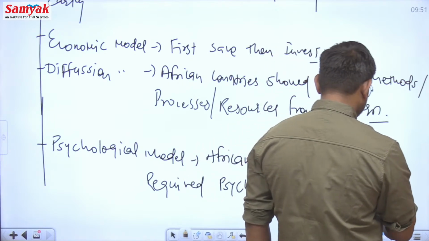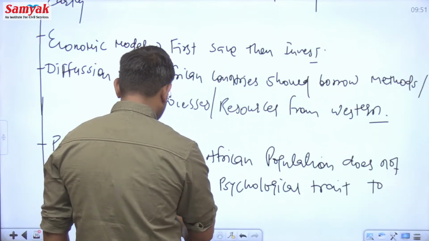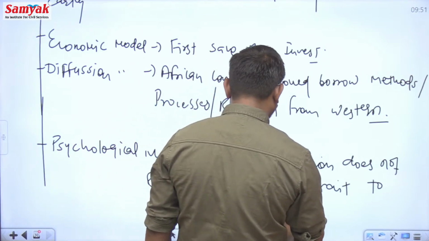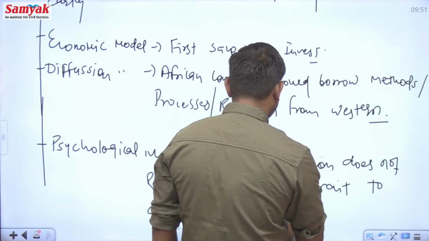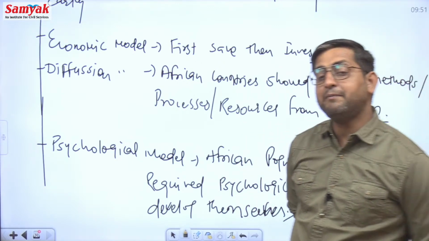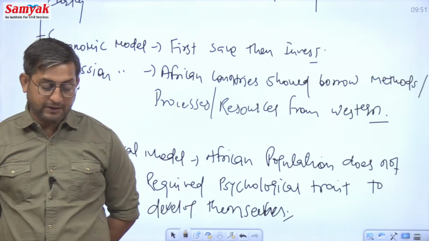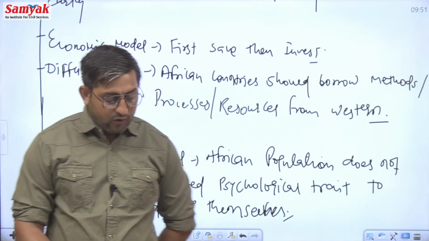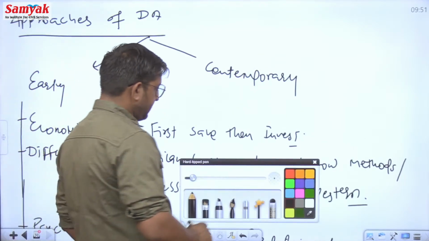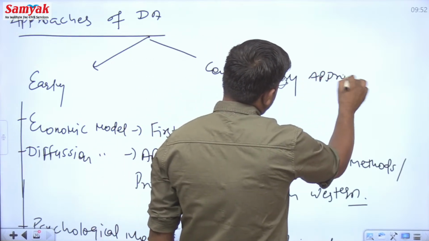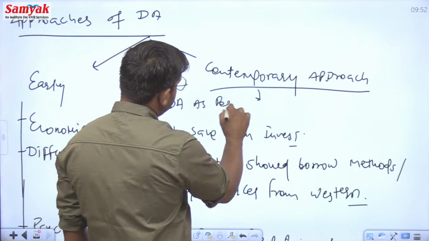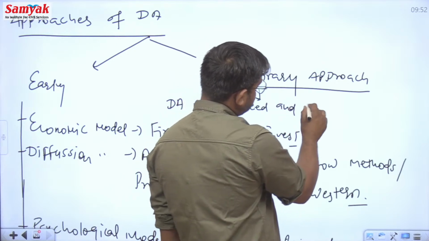to develop themselves. For example, it says that you need to be Gujaratis only or Marathis only, Marwadis only. If you have those types of nature, then only you can think of development. If you are not of that mentality, then you should not think of development, but it should not be the case. So these were the early models. Now all these models were rejected and a contemporary approach was adopted. It means DA as per need and as per circumstance.